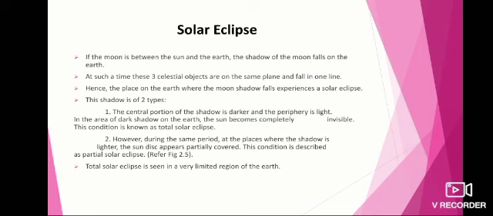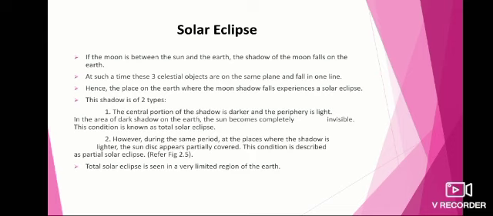Solar eclipse. If the moon is between the sun and the earth, the shadow of the moon falls on the earth. At such a time, these three celestial objects are on the same plane and fall in one line. Hence, the place on the earth where the moon's shadow falls experiences a solar eclipse.